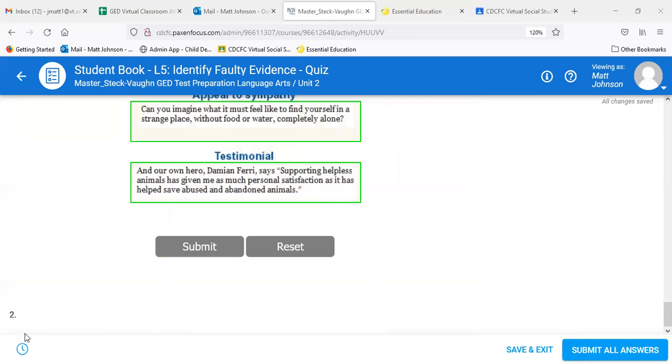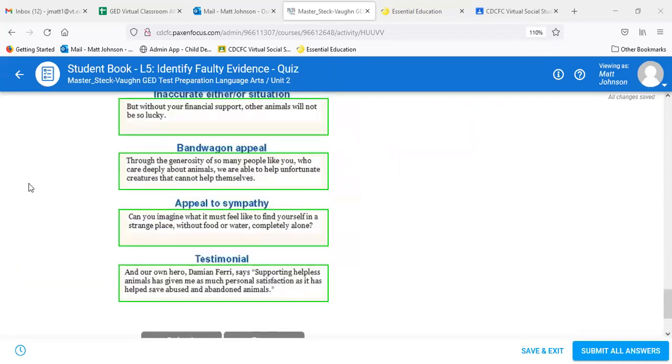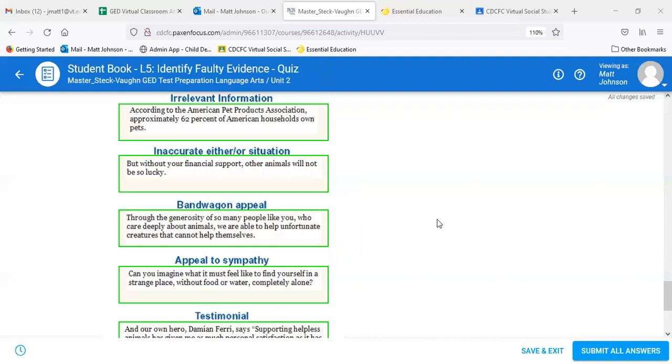Okay. Just to take a look at the last question, I'm going to zoom out a little bit so we can get them all in the same frame there. So hopefully that helps.